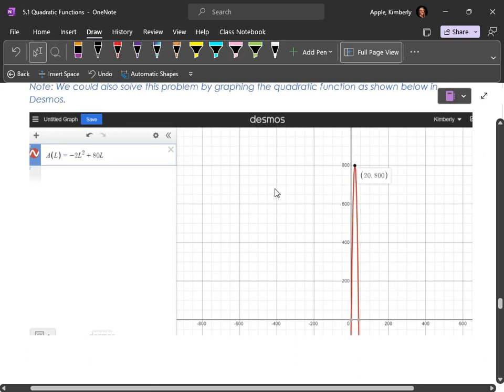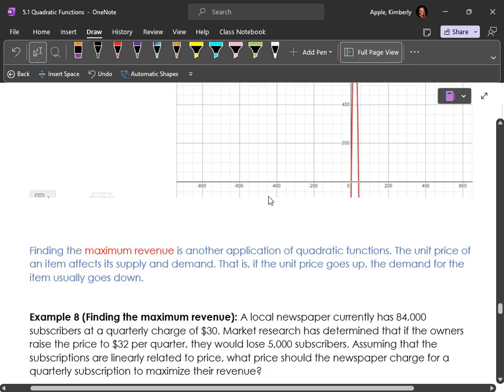You could also solve this by graphing the function. You can see here, I've just plugged that into Desmos, and then there is your maximum at 20 comma 800. So at a length of 20, we're going to get our maximum area, which would be 800.